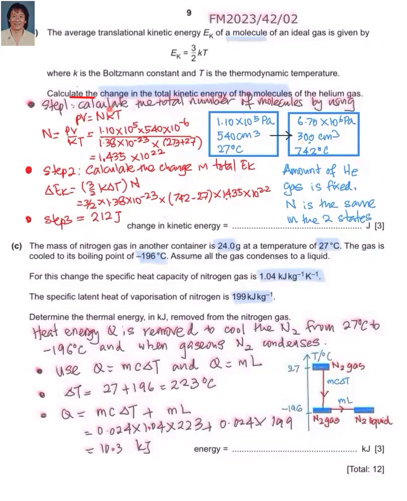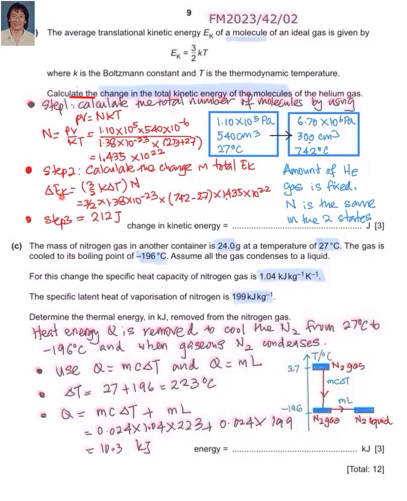First step is to calculate the total number of molecules by using PV equals NkT for the initial state. So N equals PV over kT. You substitute the pressure, the volume, and the temperature at the initial state into the equation. You get 1.435 times 10 to the power 22. The reason we must calculate the total number of molecules is because this formula is only for 1 molecule or 1 atom. Step 2, calculate the change in total EK.